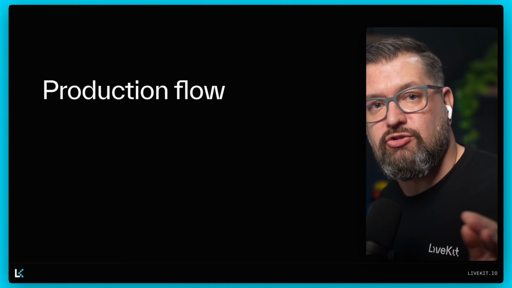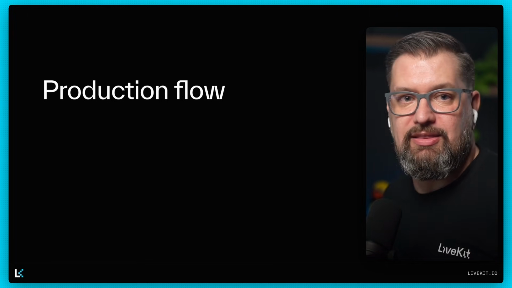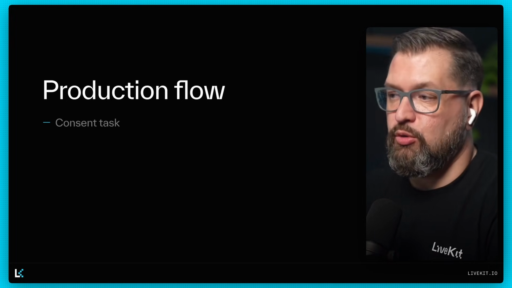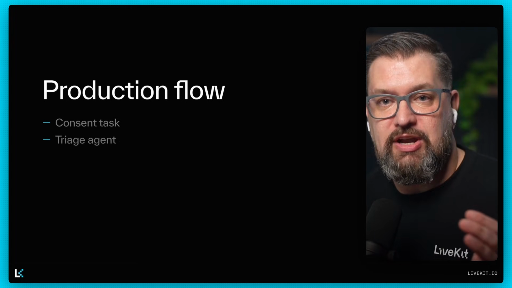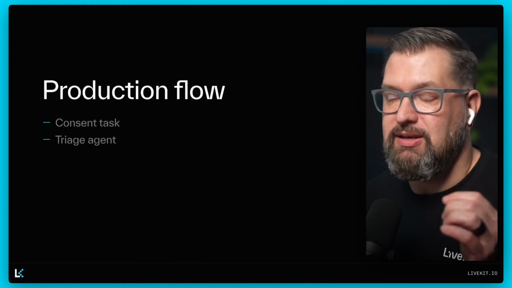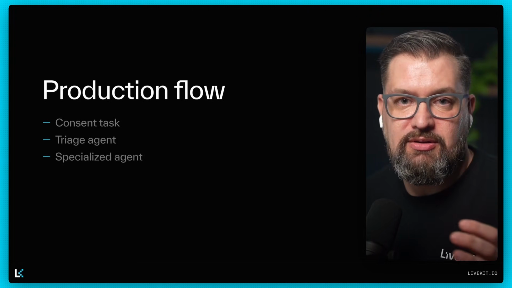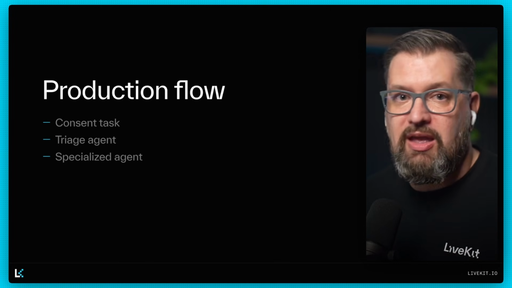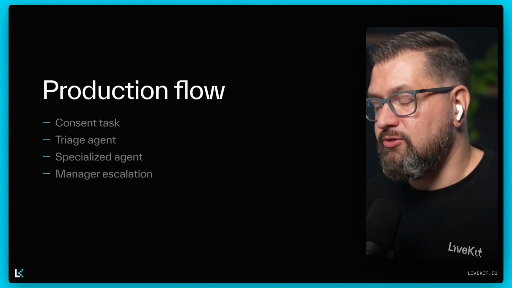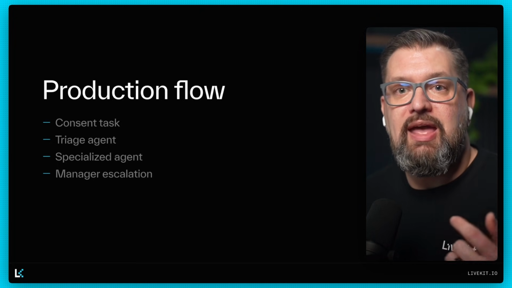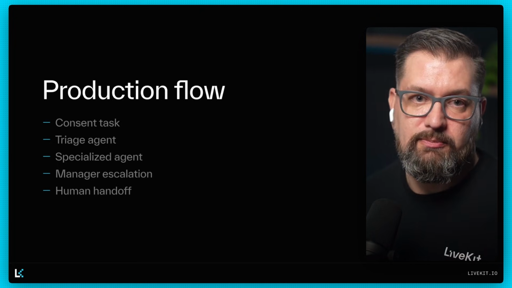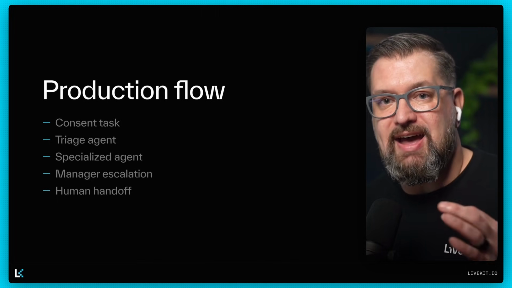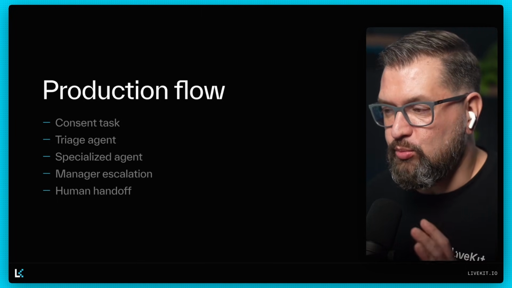So a complete production agent flow might look like this. First, the consent task collects recording permission, and then a triage agent determines the user's needs. And then a specialized agent handles the specific request, whether it's billing, support, or sales. And then escalation to a manager occurs as needed. And then a human handoff is the last resort. Each transition preserves relevant context while allowing agents to have different personalities, tools, and permissions.